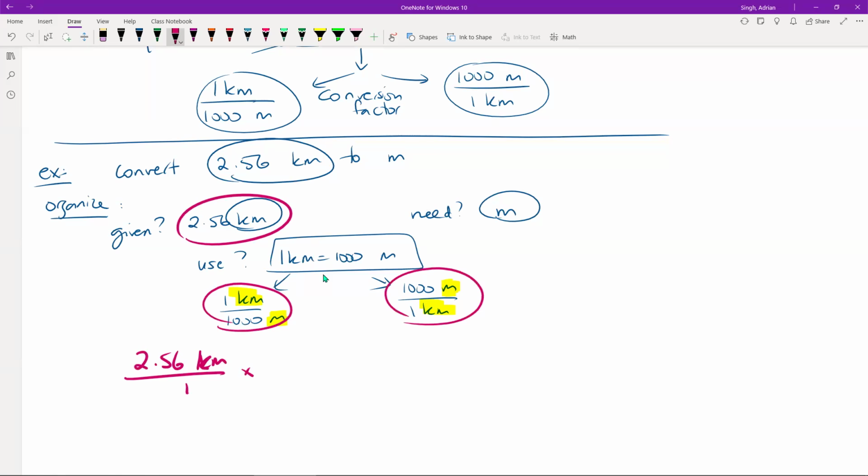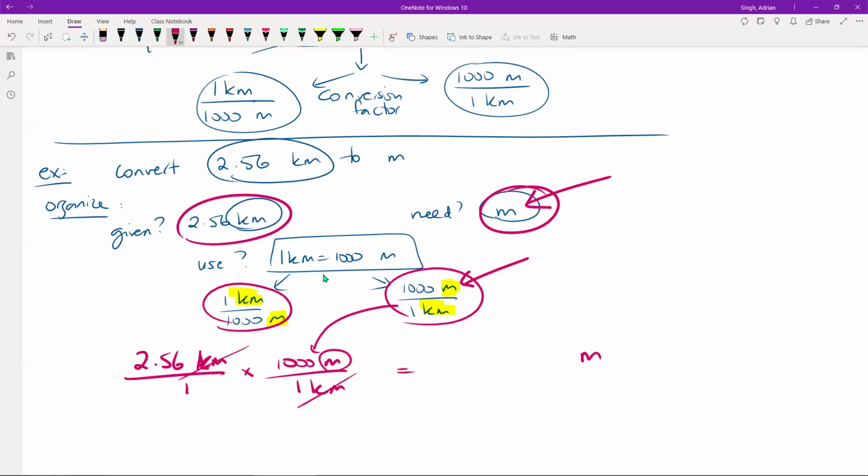Which one am I going to use? Well, my units are going to dictate to me. If I want to end up with meters, I'm going to select the conversion factor that has the meters on top. So I'm going to take the one here on the right, stick it in, 1,000 meters over 1 kilometer. Guess what? My kilometer units I can cancel out because they are on opposite sides of the dividing line. Okay, so they can cancel out. I end up with meters as my only unit. That makes sense because that's what I'm trying to find. Then I just multiply 2.56 by 1,000, so I get 2,560 meters as my unit.